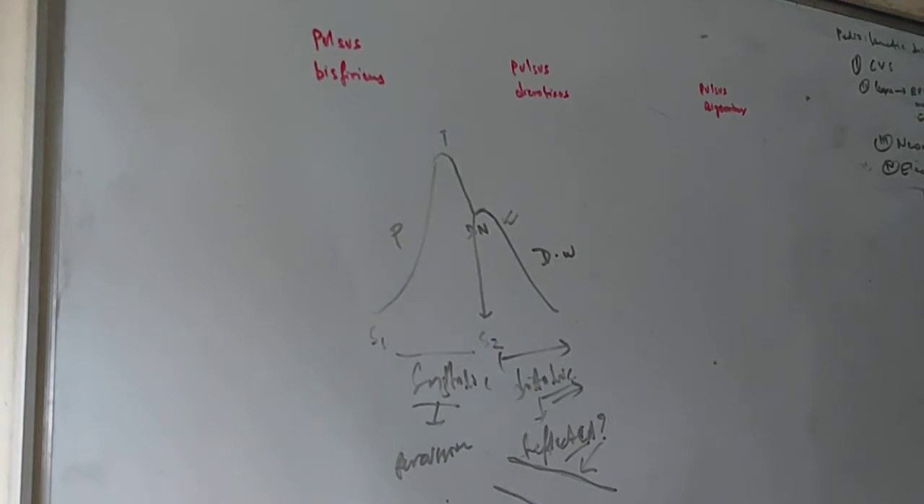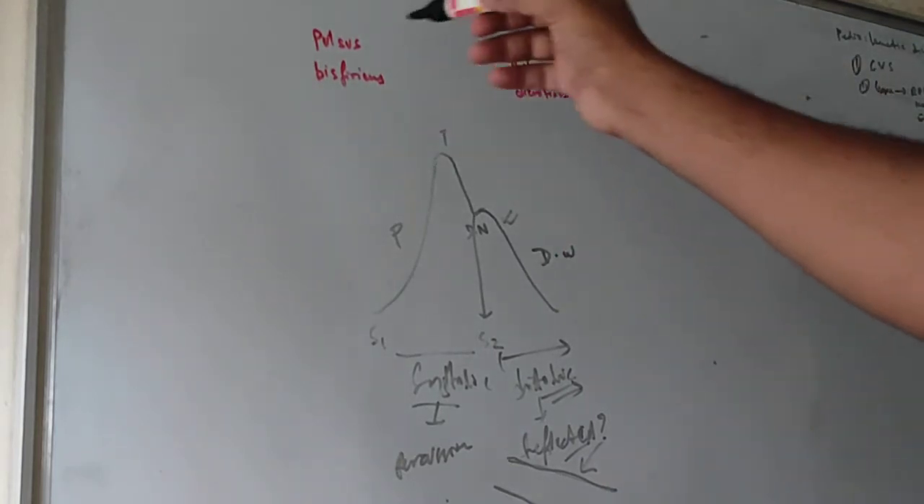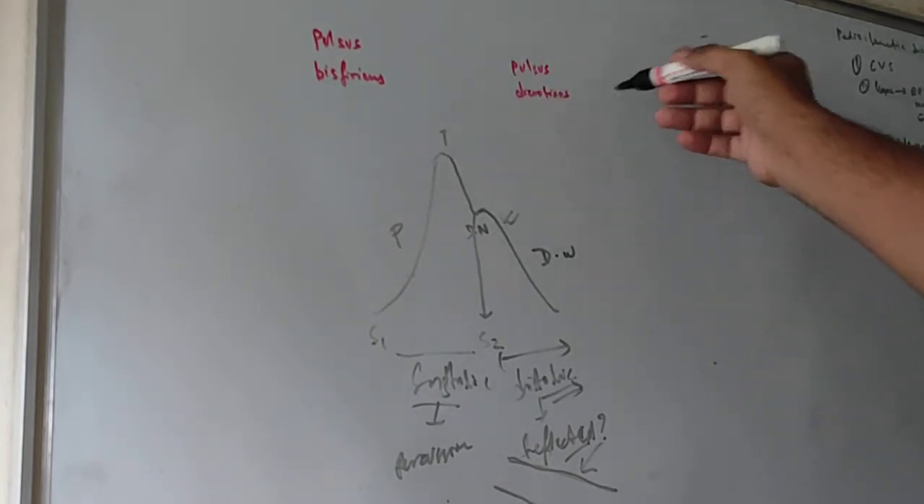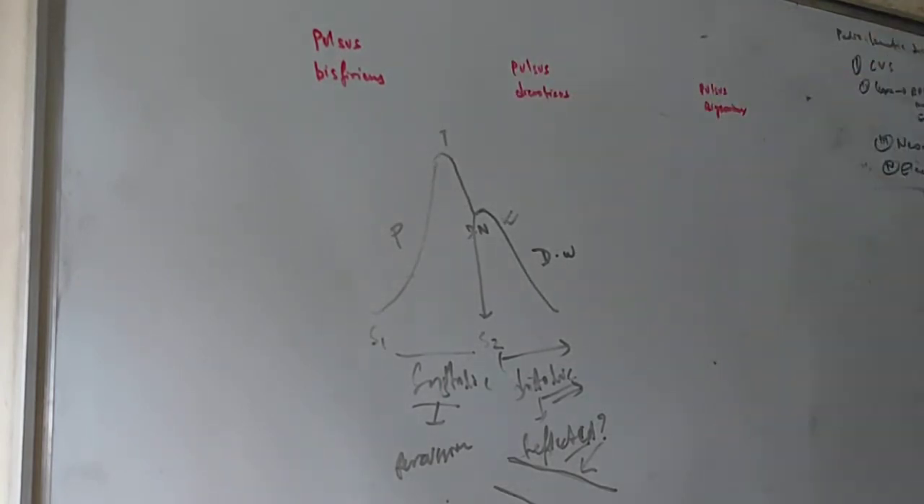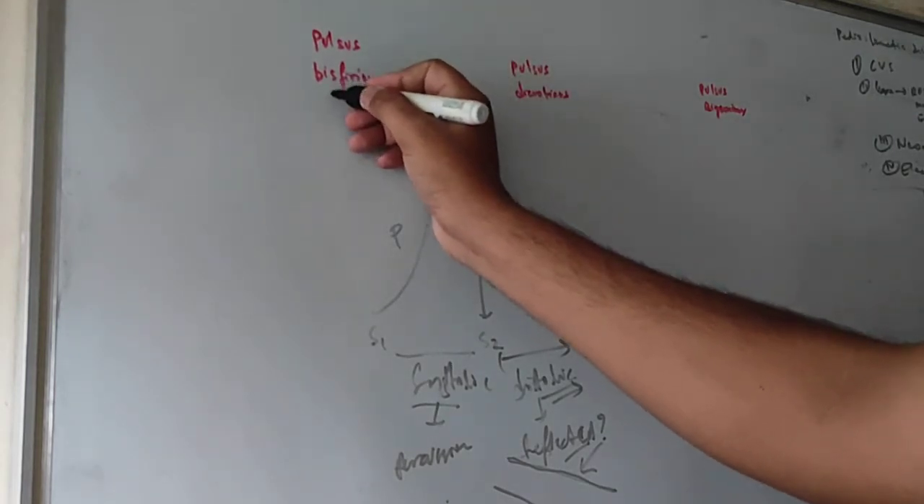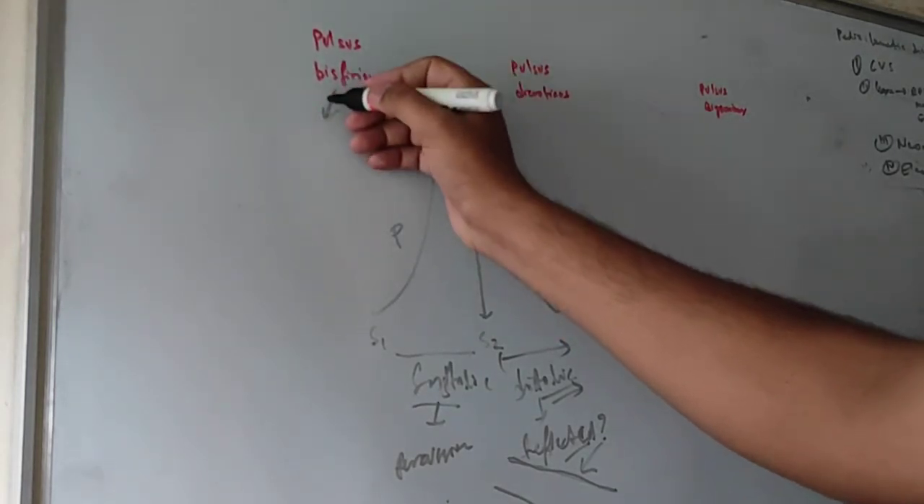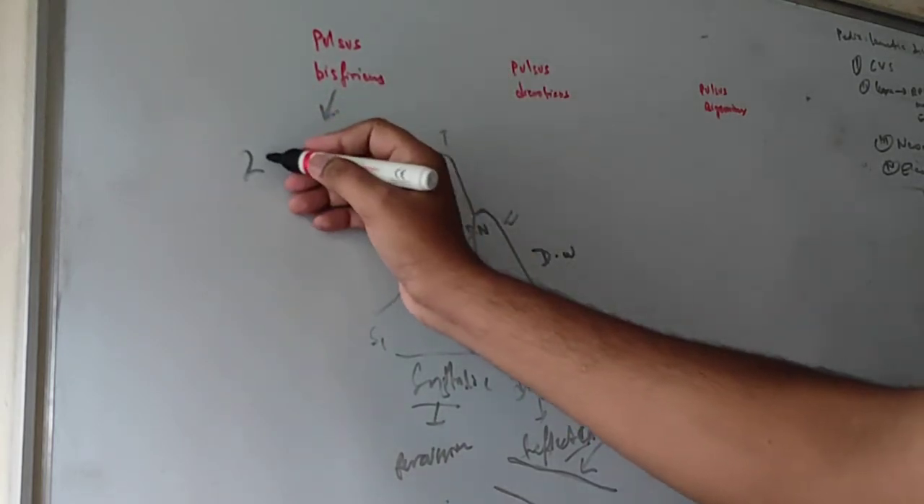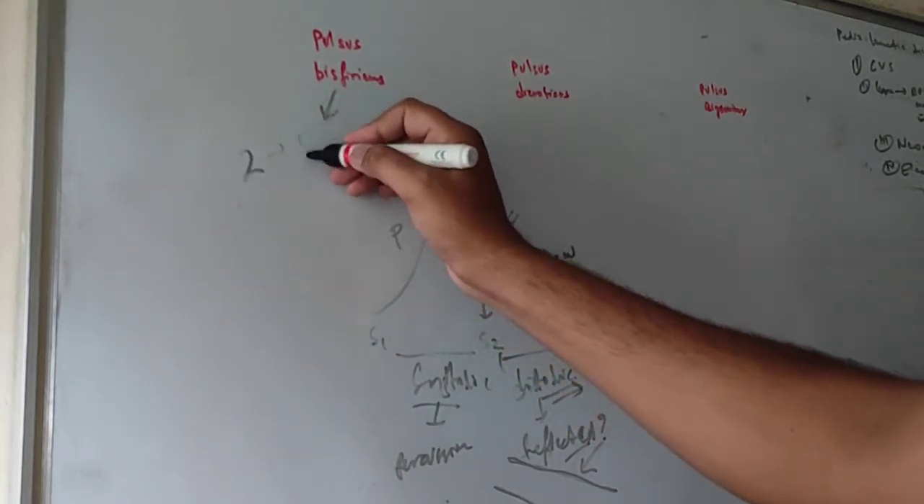By knowing this, I have listed three different types of pulses. The first one is pulsus bisferiens, pulsus dicroticus, and pulsus bigeminus. So what is the major difference in these kinds of pulses? Pulsus bisferiens: the name itself implies that bis means two, and ferire means stroke or beat.